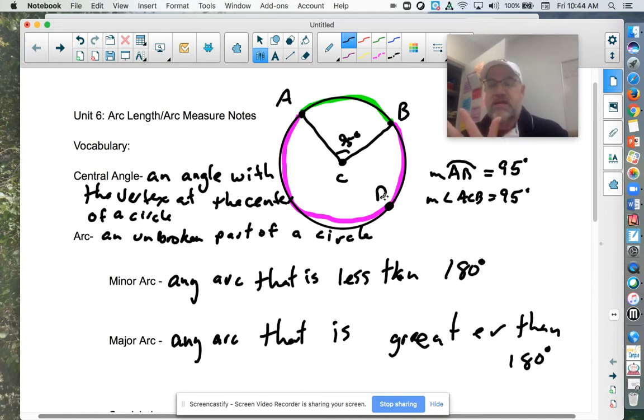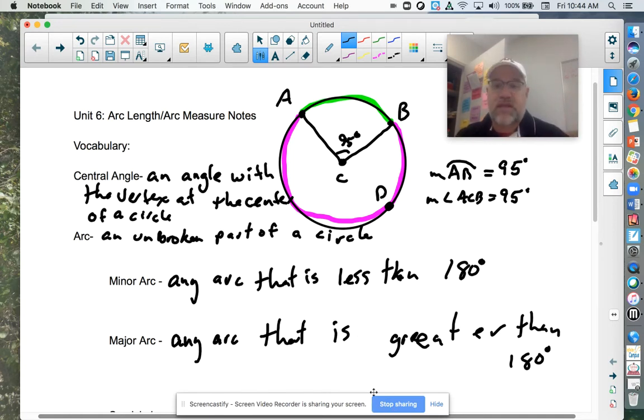Now, I will make another note here that when we label a major arc, we will always use three letters. That's the way we'll distinguish between major and minor arcs. A major arc will always have three letters. Sometimes minor arcs will have three letters too, but major arcs will always have at least three letters.